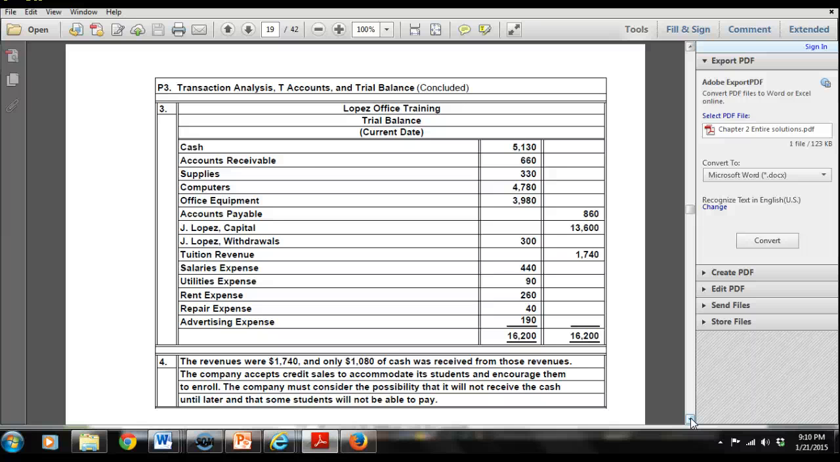So what I'd like you to do is take the time and write in the account names. And then don't worry about filling in the numbers, but know that your bottom total should be $16,200 total debit and total credit. Do you get what I'm saying? Know what you need to have.